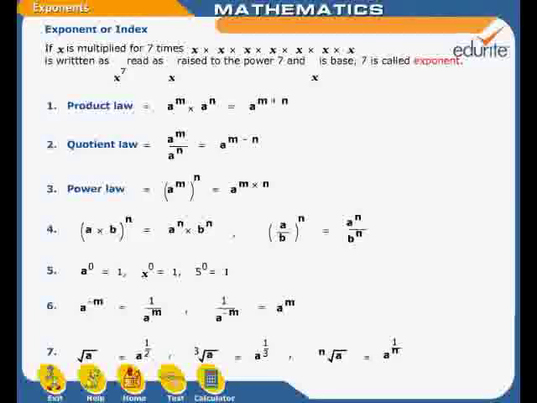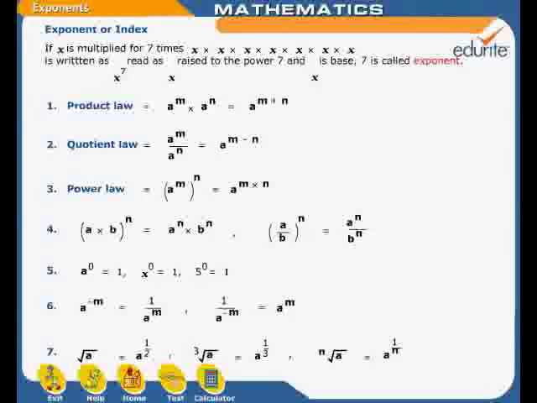1. Product law: a to the power m into a to the power n is equal to a to the power m plus n. 2. Quotient law: a to the power m upon a to the power n is equal to a to the power m minus n.